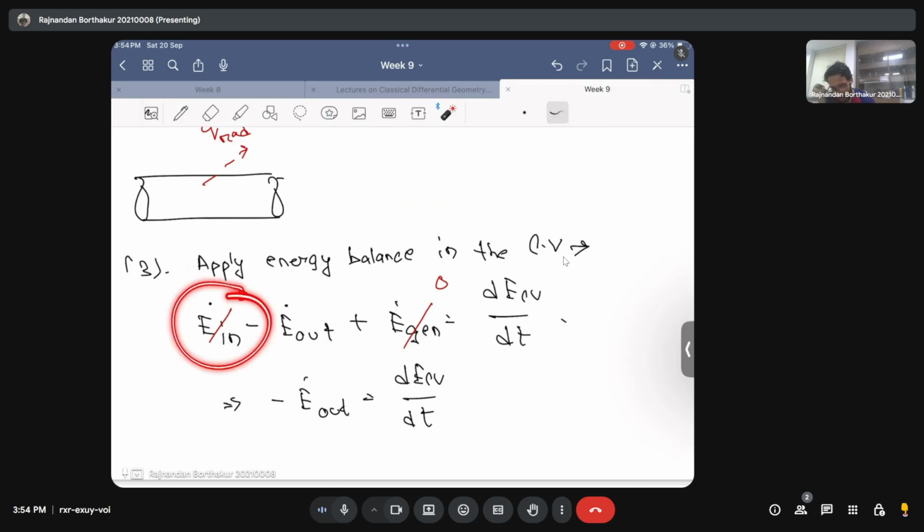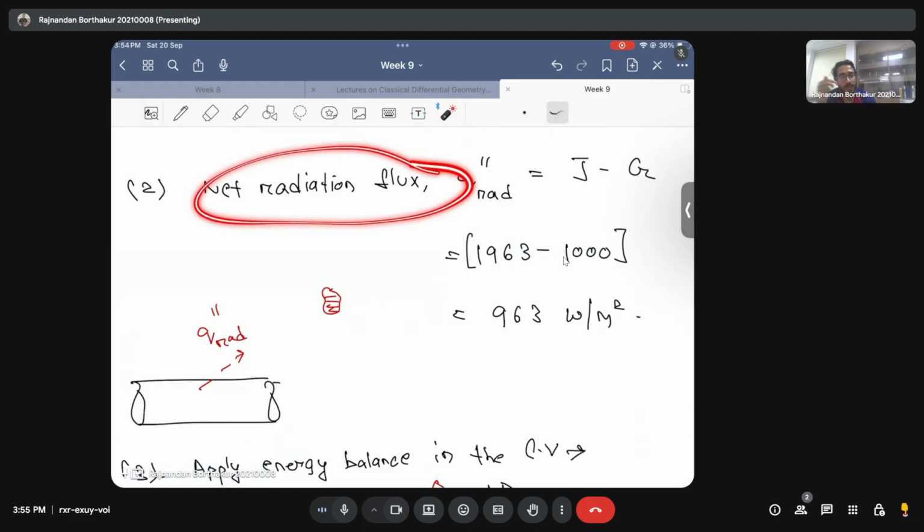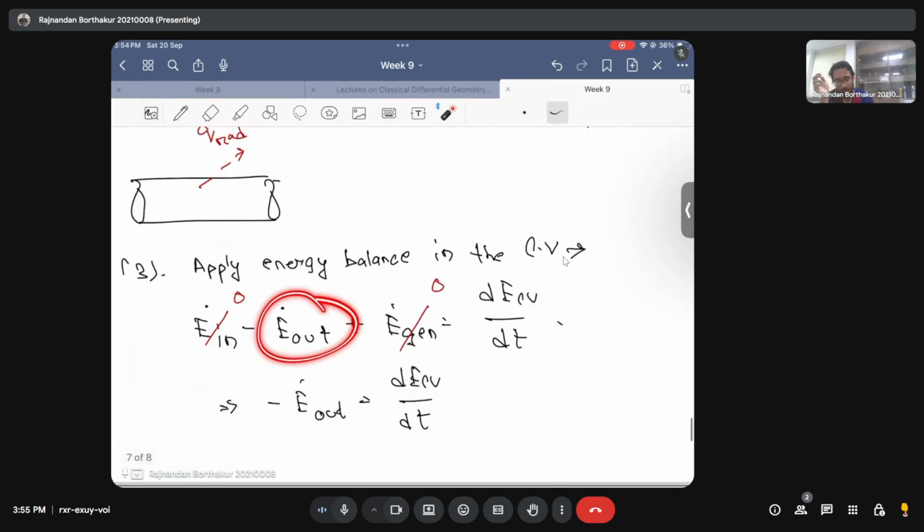We can also consider this differently: in E dot out you just need to consider the radiosity. This is the second approach. If you don't consider this to be equal to 0, then in E dot out you only consider the radiosity part of the radiation fluxes, and in E dot in you consider the irradiation times the surface area. But since we have already evaluated the net radiation flux, and we know that this net radiation flux is from the body of interest, we can consider this as energy leaving the body, and the contribution from the energy that is coming in is already incorporated into the net radiation flux.